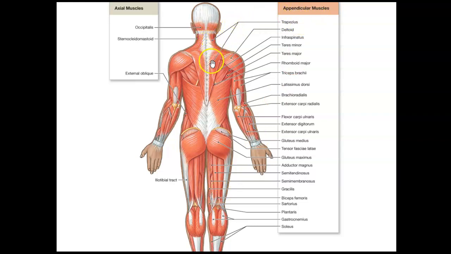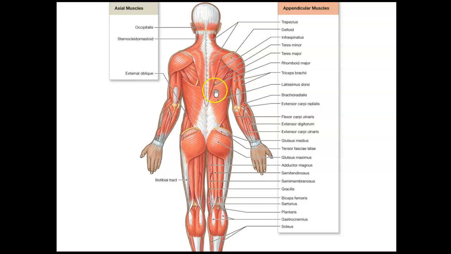The trapezius, you can see in the upper back, it extends down along your neck to your shoulder and then down the middle of your upper back. Trapezius, and that's one that you work when you do shoulder shrugs. The deltoid, you can see that on the posterior side. The infraspinatus, the teres minor, and the teres major. Then the rhomboid major, the triceps brachii, latissimus dorsi.